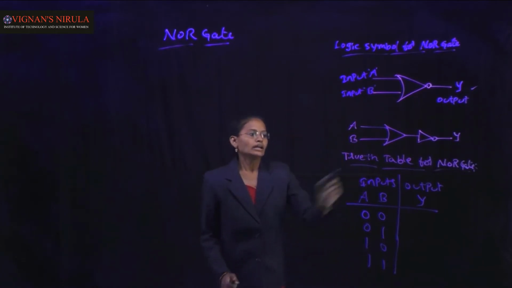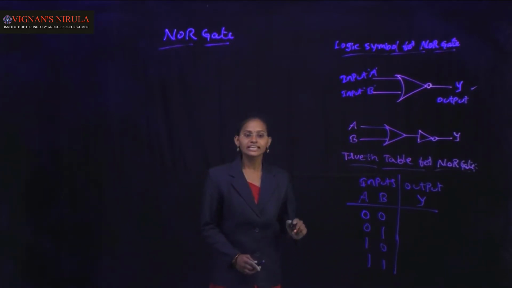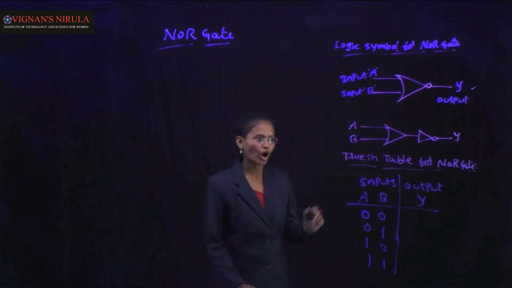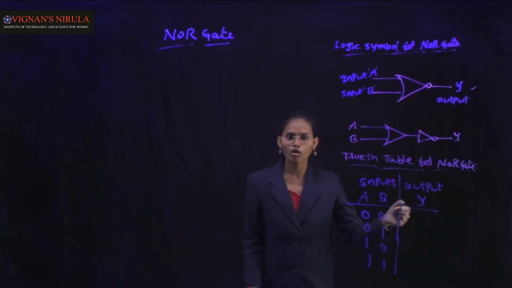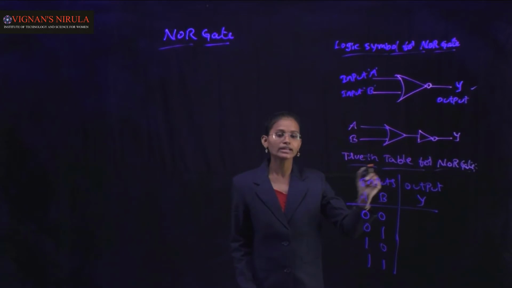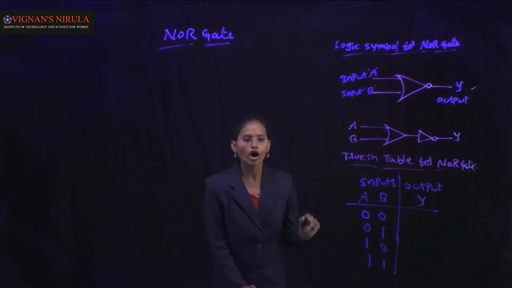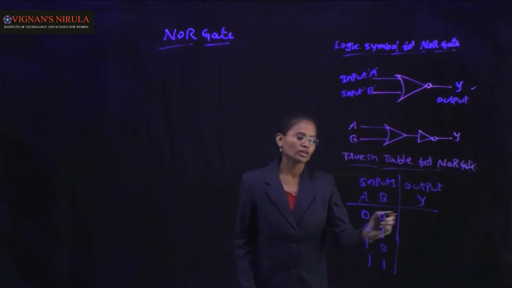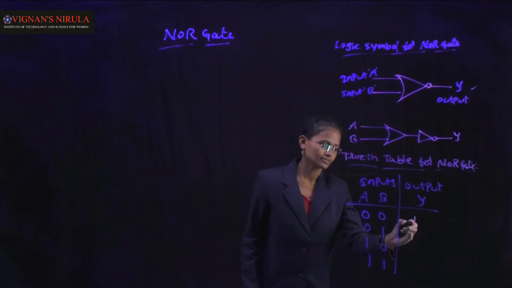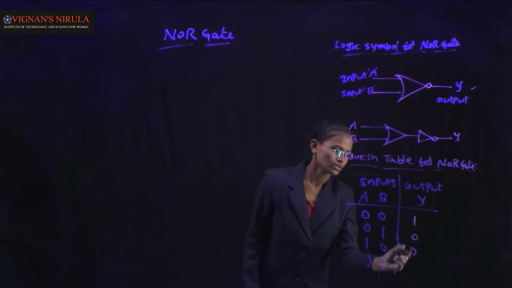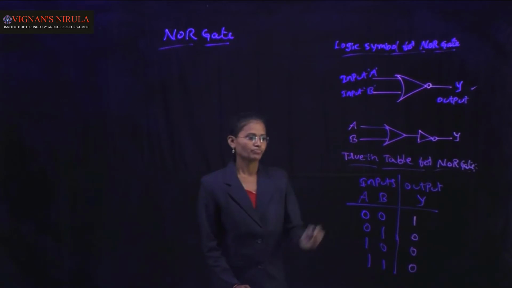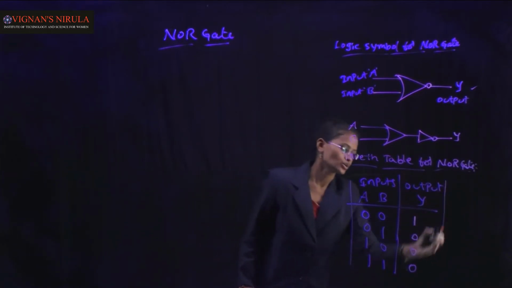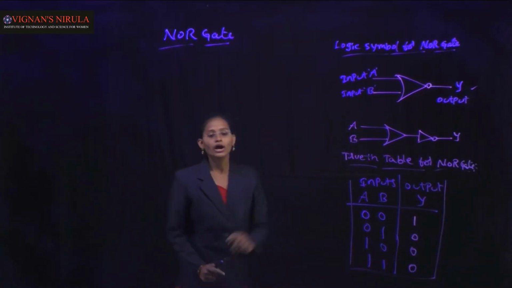Okay, in NOR gate, this is the reverse operation of the OR gate. In OR gate, two inputs are low, then output is low. Coming to the NOR gate, this is the reverse operation of the OR gate, that is two inputs are low, then output is 1 and remaining all are zeros. This is the truth table for NOR gate.